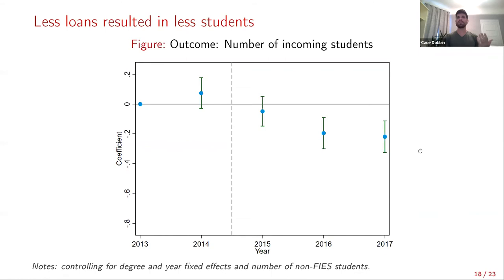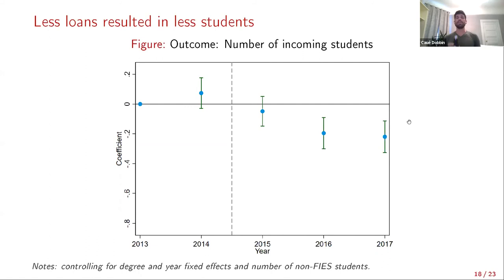So the difference between the two dots, between that one and that one, is a bunch of people that after the policy change are not getting a loan anymore, but are still enrolled in exactly the same degree they would have enrolled in beforehand. So why is that? Why are all these people being affected by the policy?